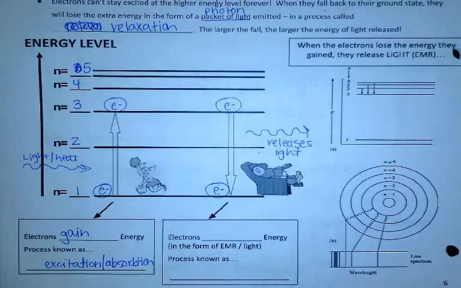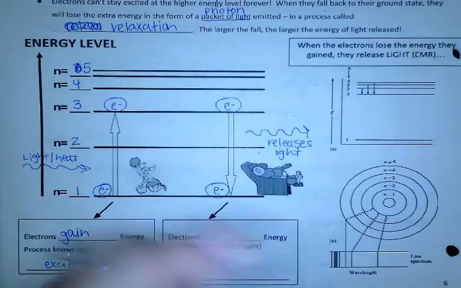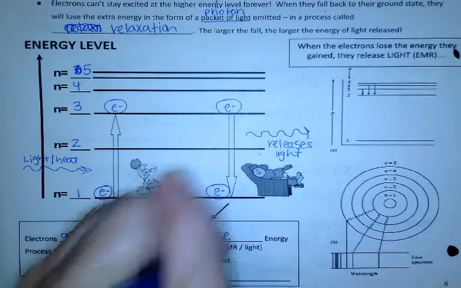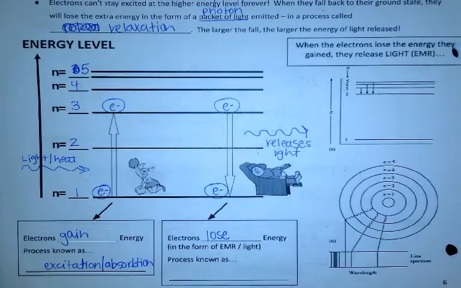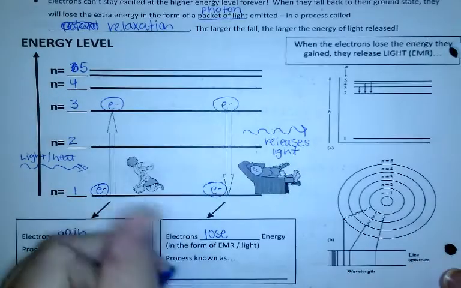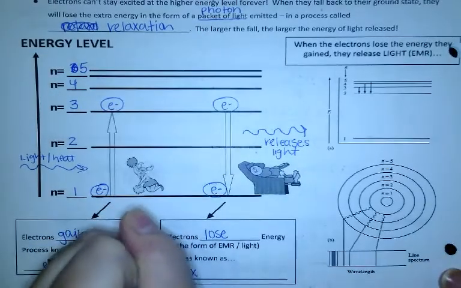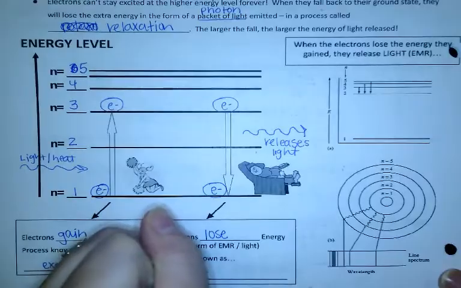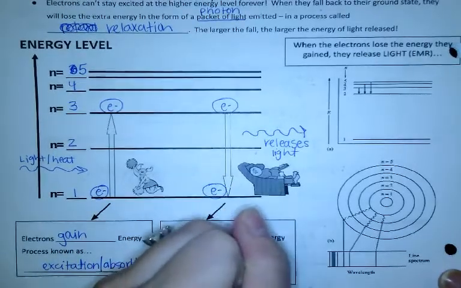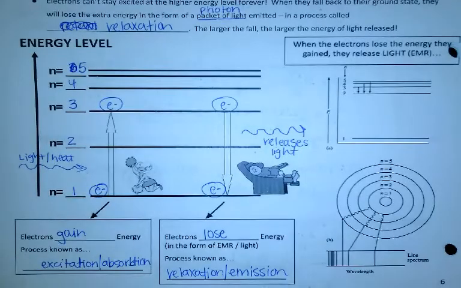Now, it's not always going to release in the visible light spectrum. We may see it in ultraviolet or infrared. But there are some energy that's going to be released that we can see. So electrons lose energy in the form of electromagnetic radiation or light. This process is known as relaxation or emission. Okay, so if something is emitted, that means it's emitted out. Okay, it's released.